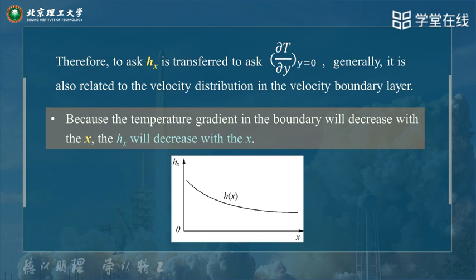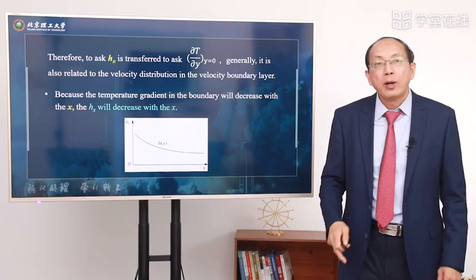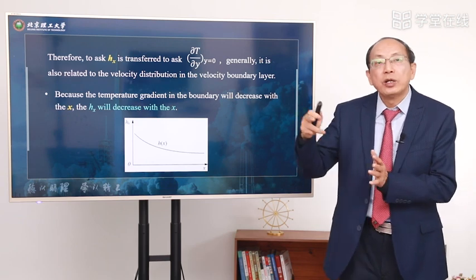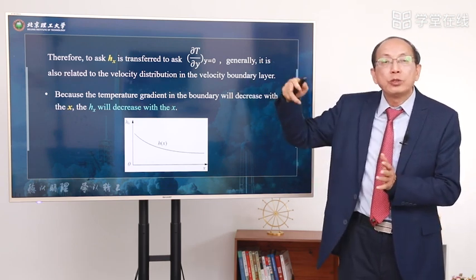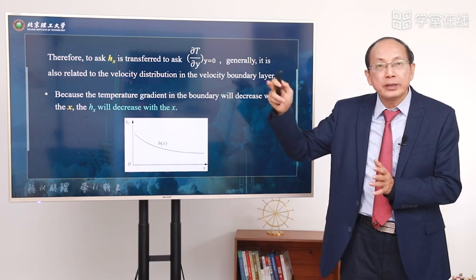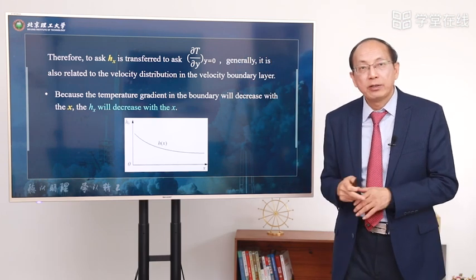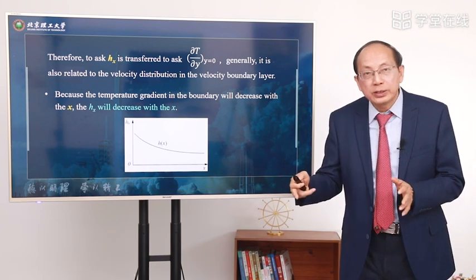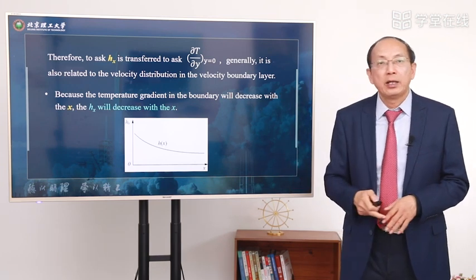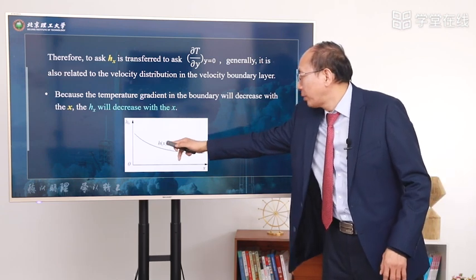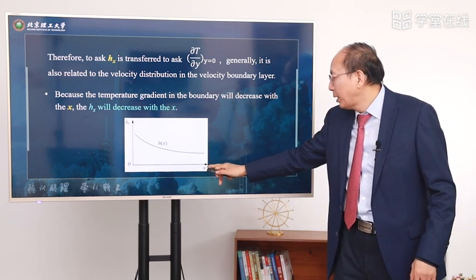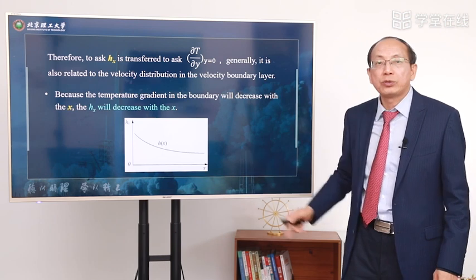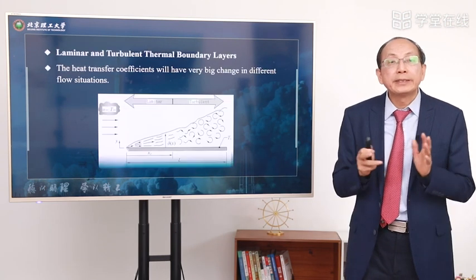So hx in the same flow region will decrease with x, because the thickness of the thermal boundary layer becomes bigger with x. So hx decreases when x becomes larger in the same region.